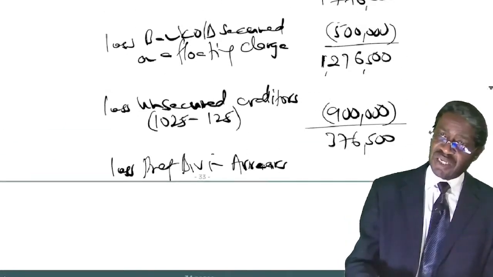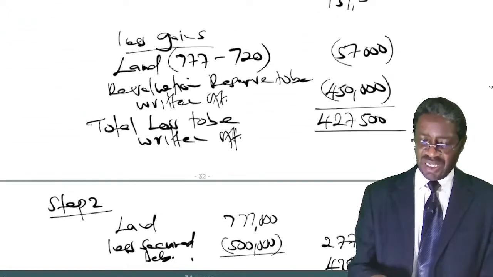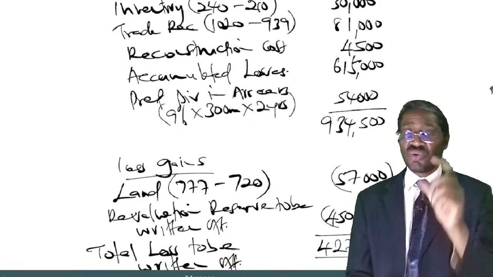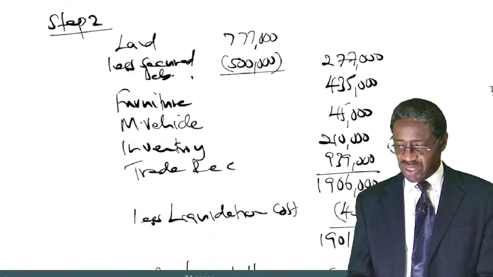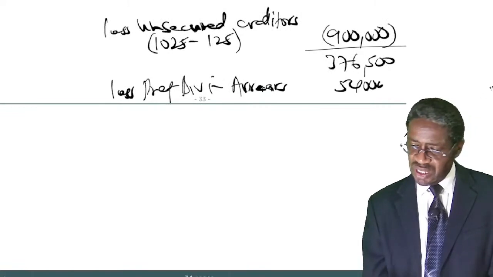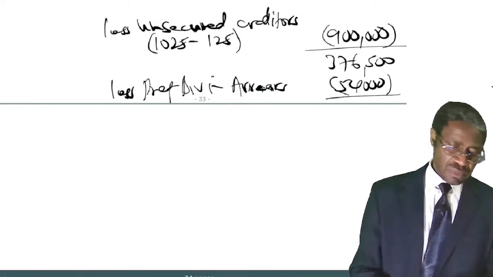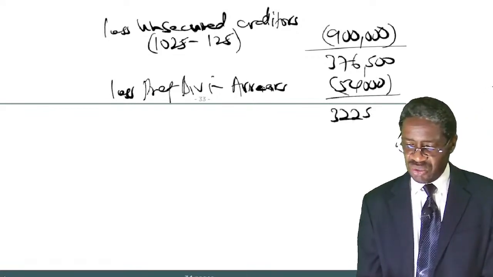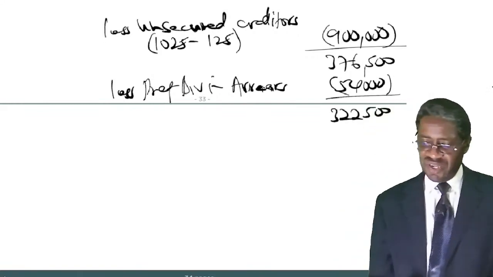So let's go back. We have already calculated the arrears. We don't have to recalculate them again. Under step 1, when we were computing the contingent liability, we saw that preference dividends were 2 years in arrears and it came to 54,000. So let's use that 54,000. So we pay that 54 for the arrears. We shall be left with how much? I am left with a balance of 322,500. Now we can give the money.